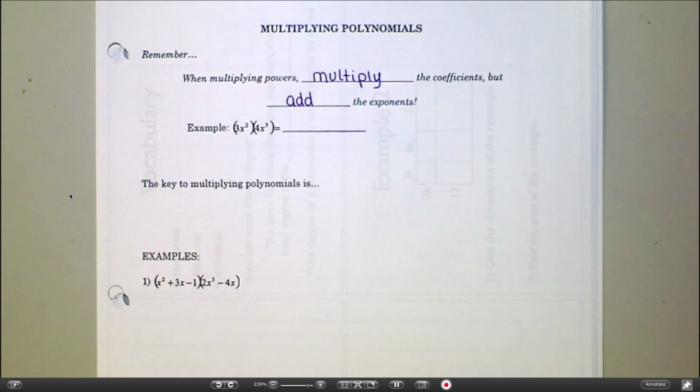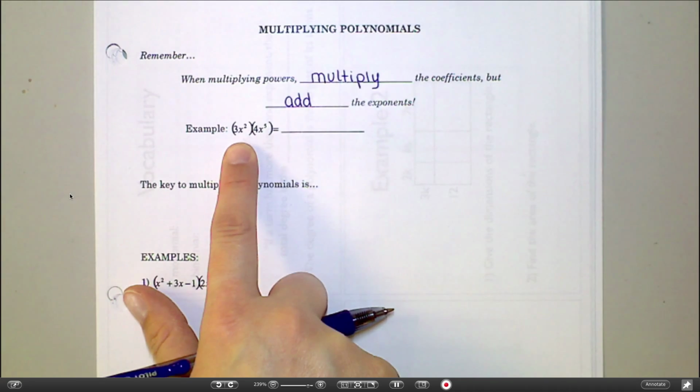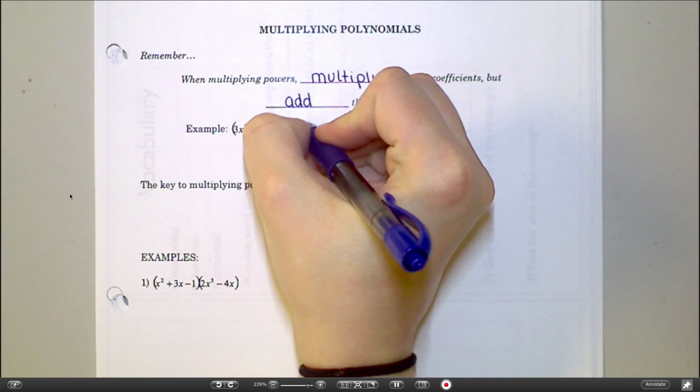So you multiply coefficients, add the exponents. So what would this turn out to be? 12 to the power of 7. So it would be 12x to the 7th.